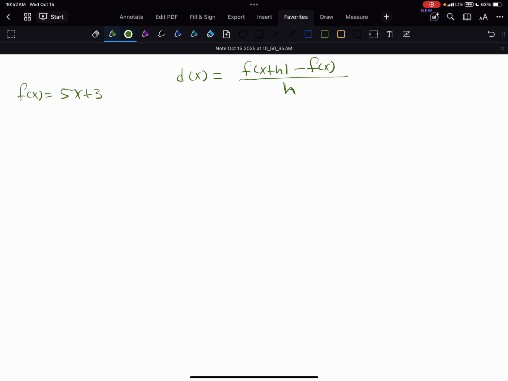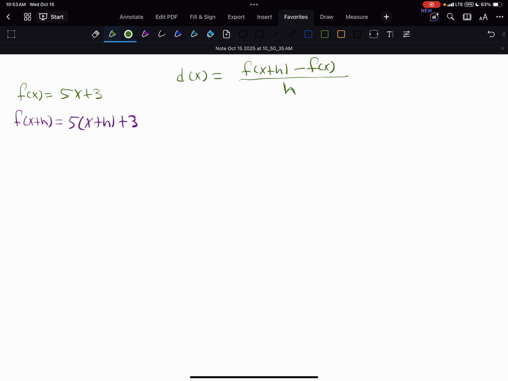Well, when working this type of problem, I usually recommend that people write down the f of x plus h, especially as they're learning this, as a second line right below the f of x here. And so my f of x plus h looks just like my f of x, but with my dummy variable, my x variable, replaced with an x plus h. And so in this case, that's just going to be 5 times x plus h plus 3.